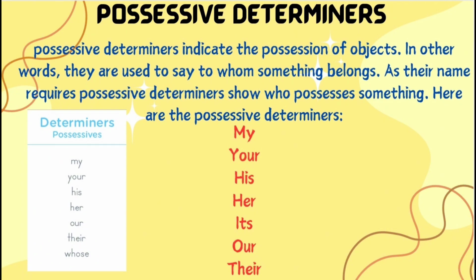Now let's discuss the possessive determiners. As the name suggests, possessive determiners indicate the possession of objects. In other words, they are used to say to whom something belongs. As their name suggests, possessive determiners show who possesses something. Some important possessive determiners are my, your, his, her, its, our, their.